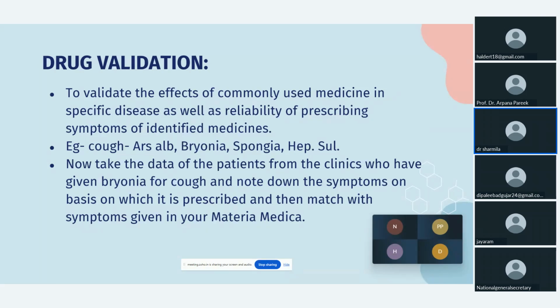It's a very good example of bryonia. Say there are medicines like arsenic, bryonia, spongia, hepar sulph for cough, and now you take up the data of patients from the clinics who have been given bryonia for cough, and note down the symptoms without any bias. You simply note down the cases that have been treated for cough by only bryonia, and then you match it with the symptoms given in your Materia Medica.